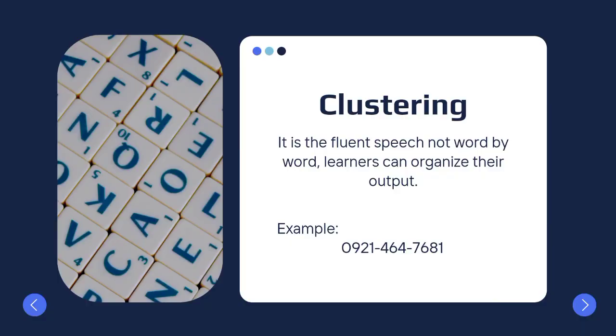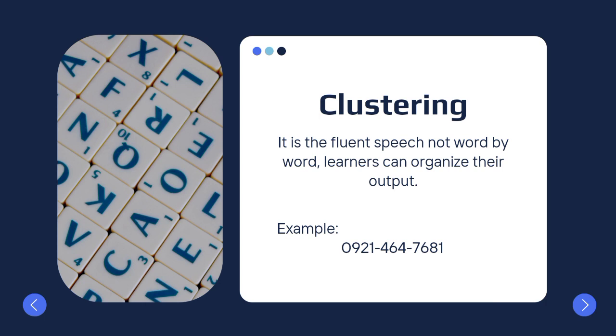Speaking is difficult when you do not cluster words. Clustering is fluent speech, not word by word. Learners can organize their output. So in here, it tries to tell us that if we are going to talk or speak, we have to speak in words in a way that is fluent, meaning not word by word.